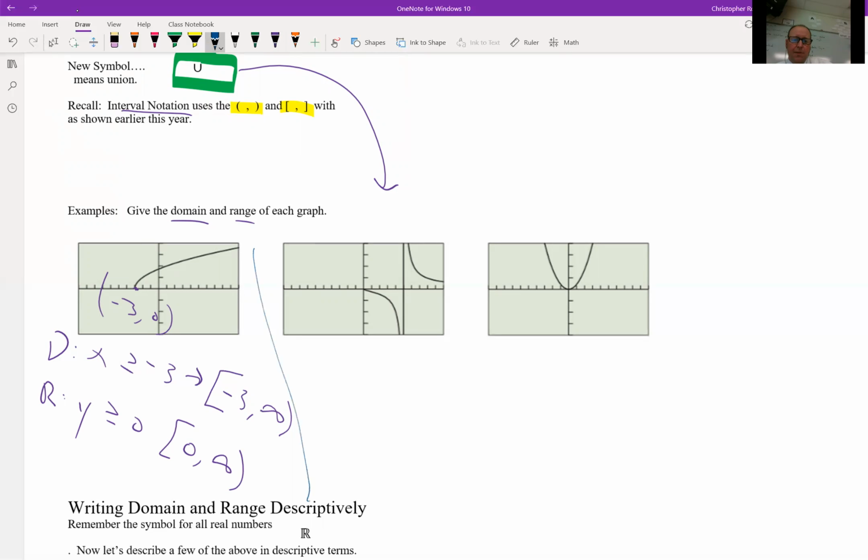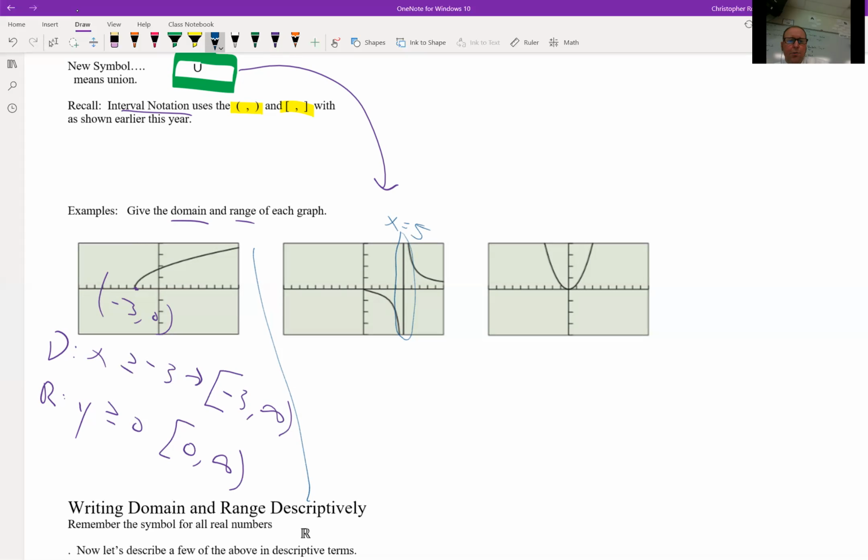All right, our second graph here, we have a couple things going on, and it's going to cause me to skip using the inequalities because we have a vertical asymptote. So this is 1, 2, 3, 4, 5. X is 5, which means that's a number we can't cross over.